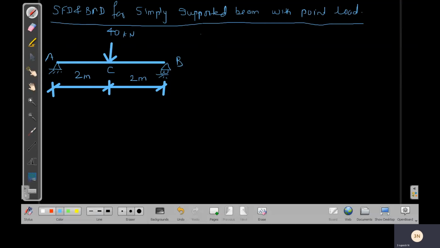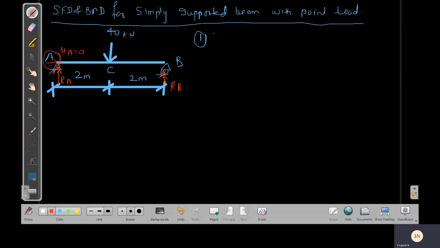The first step is to find out the support reactions. Okay, so here is one reaction, and here is another reaction. Here is the vertical reaction, this reaction is RB. This reaction is RA. This is the horizontal reaction at A. Horizontal reaction at A is 0 as there is no horizontal force acting on this beam. So horizontal force is 0.